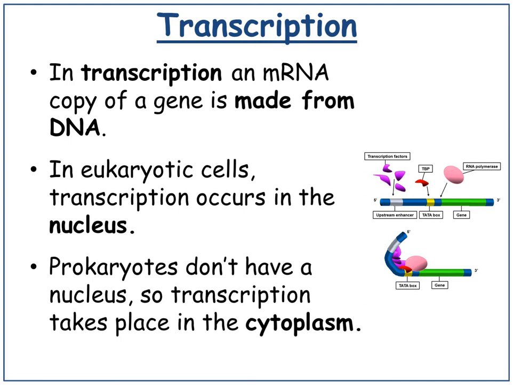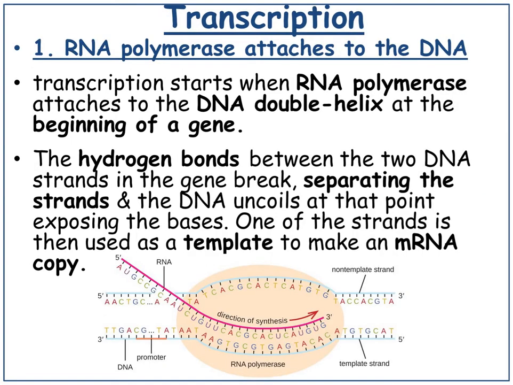In eukaryotic cells, transcription occurs in the nucleus, but prokaryotes don't have a nucleus, so transcription takes place in the cytoplasm. There are 4 stages to transcription.